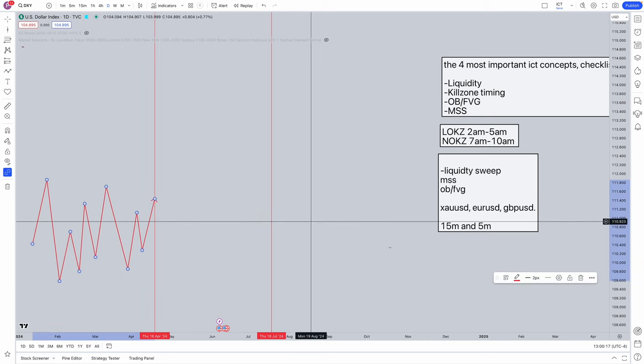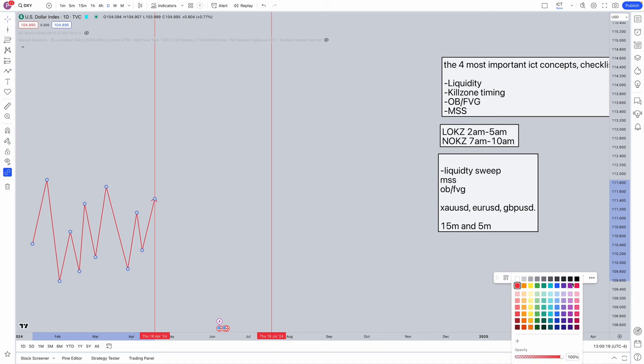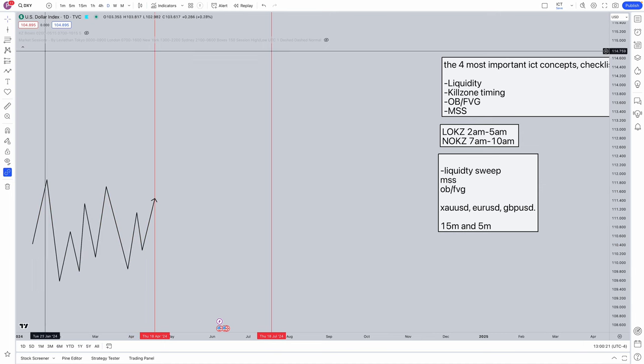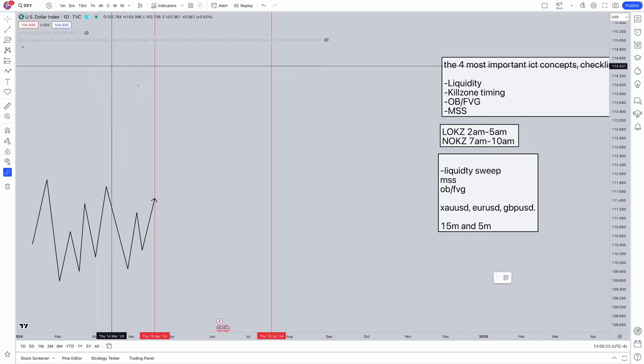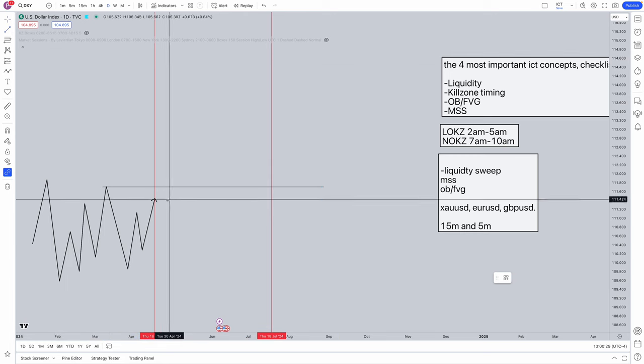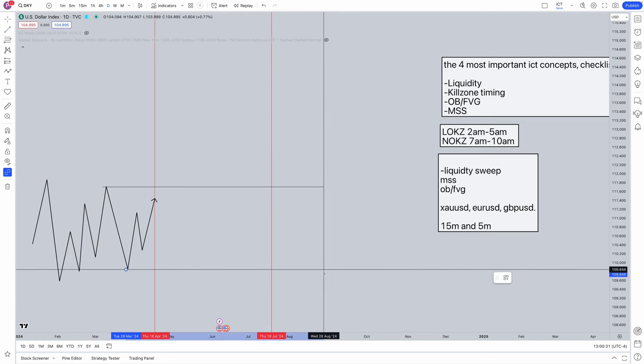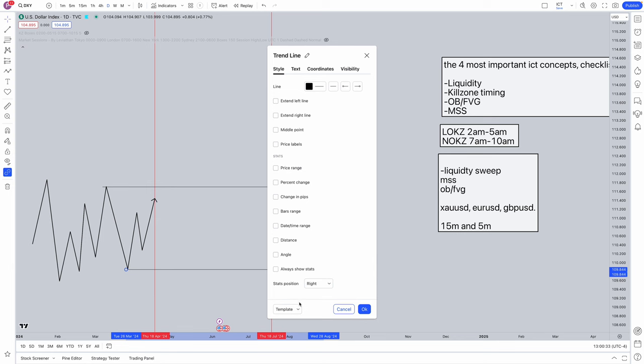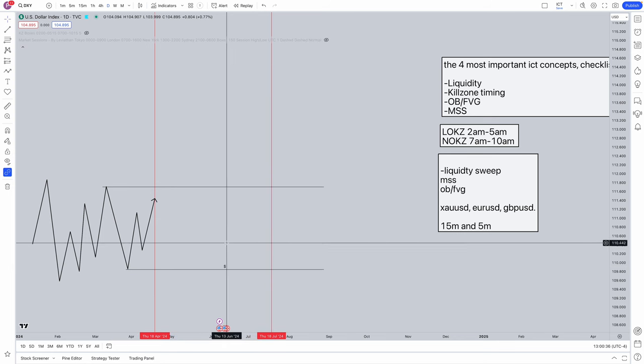Now, as soon as it does come to your session starting, this is where you now start looking for a setup. Now, how do you look for a setup? First things first, you need to identify your buy side and sell side liquidity areas. So we've got buy side, then we've got sell side liquidity. I'm gonna mark these out as liquidity.